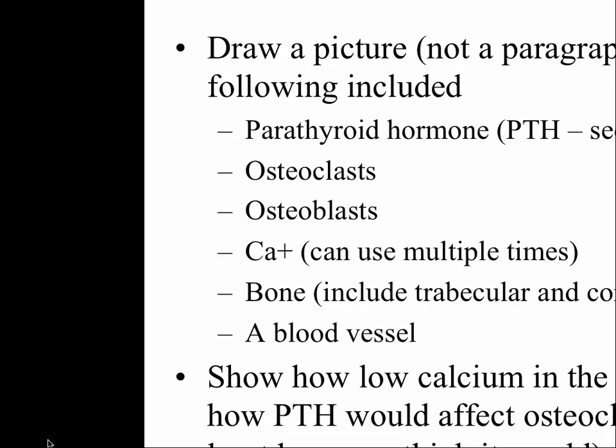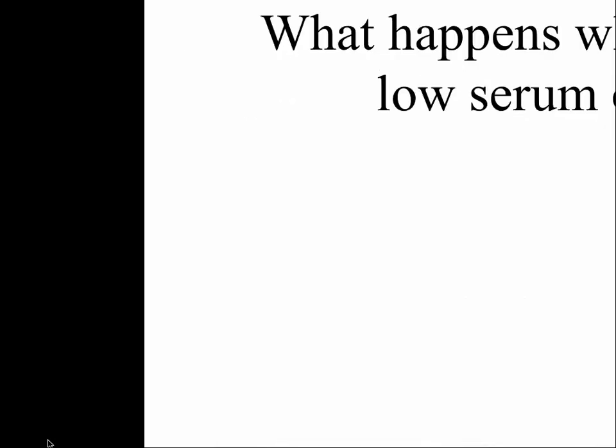But for starters, I wanted to go back and talk about the in-class assignment that I gave you last time. I had asked you to draw a picture. Use your artistic abilities if you can. You were supposed to include parathyroid hormone, osteoclast, osteoblast, calcium, as well as bone and a blood vessel to describe how, when you have low blood calcium, parathyroid hormone affects this. So I'm just going to take you through what you should have drawn.